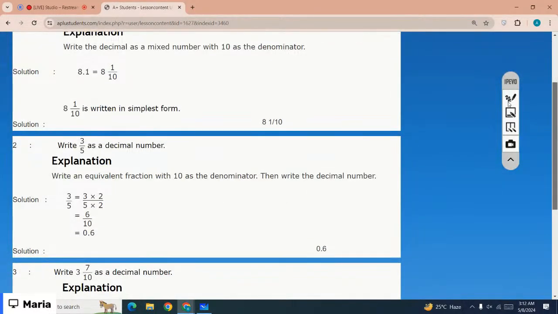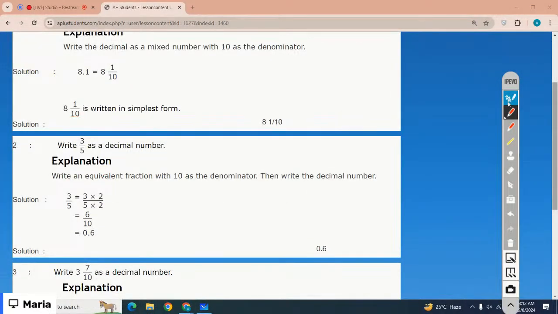The next example is write 3 by 5 as a decimal number. So, how do we write 3 by 5 as a decimal? You have to make the denominator 10. 5 times 2 is 10. So, multiply the numerator and denominator by 2. So, that would be 6 out of 10. The correct option is 6 over 10, and you can write it as 0.6.